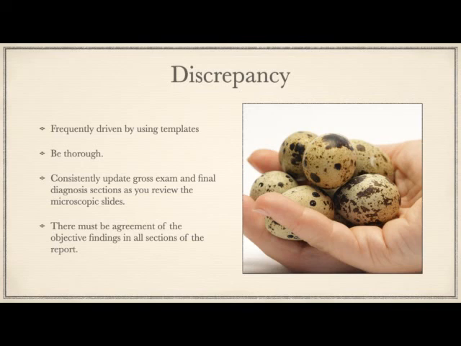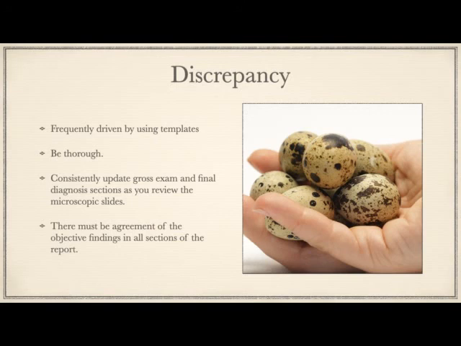So if you're using a templated report where it has a normal description, so it says the cardiac valves are normal, thin, pliable, and the leaflets are soft and move with ease, so it has an extremely normal description. If you do not change that normal description to a pathologic description when you have a lesion, you may put in your summary diagnosis that the patient had mitral stenosis.